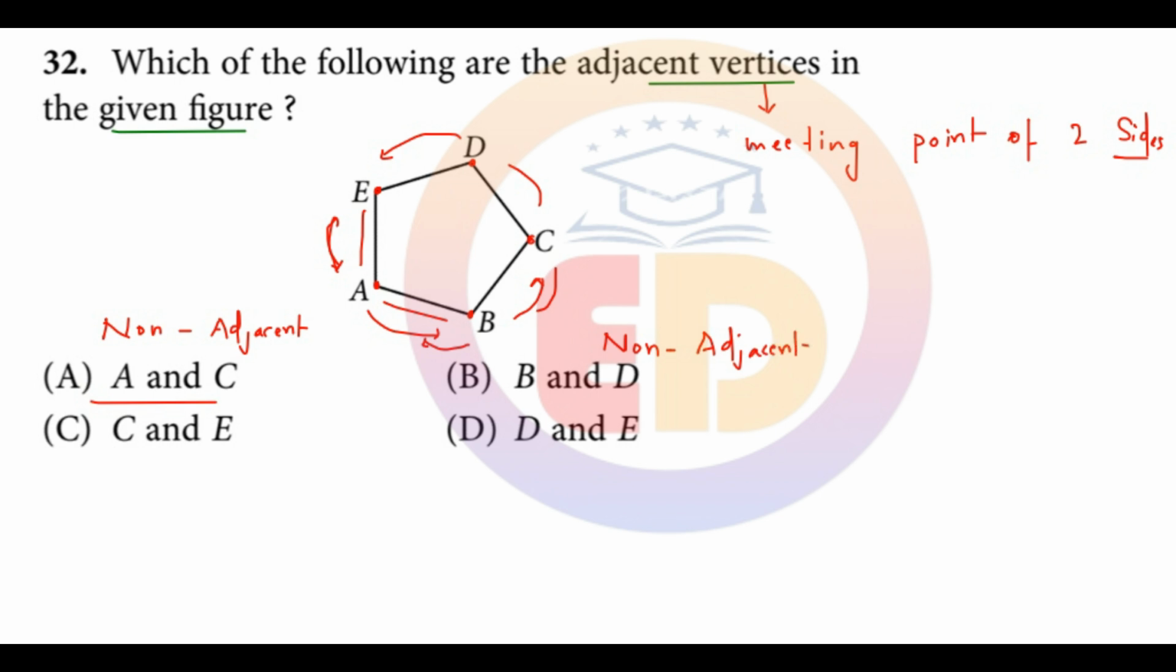Similarly, option C, C and D. C and D are also non-adjacent. D and E will be the answer because they have a common side. They will be adjacent. Answer is option number D.